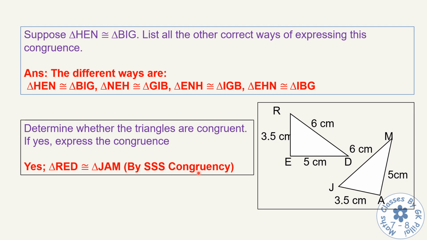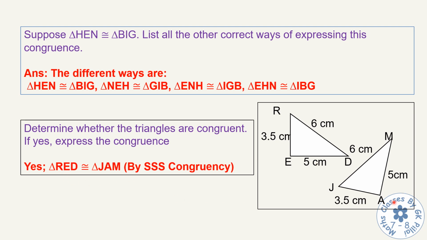Corresponding sides also. See. So for naming this, let us start with R of this triangle. Let us go through 3.5 centimeter and reach E. RE. If you are writing RE for the first triangle, then you should start from J and pass through 3.5 centimeter and reach A. Now it is easy. The next side will be ED only. So you will go from RE to D. The name of the triangle will be RED.